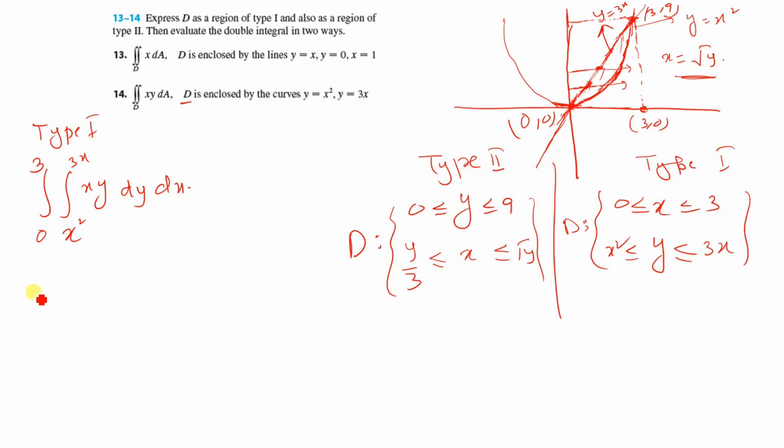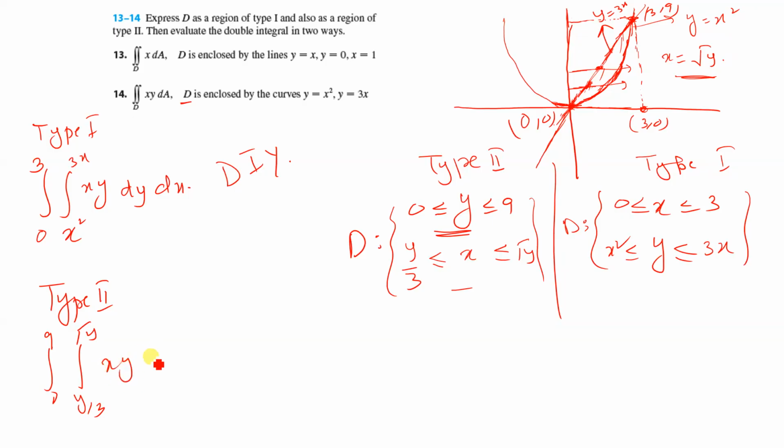Similarly, type 2, and you can integrate it yourself, so the rest of the work can be done yourself. So the type 2 iterated integral would be, in this case, y lies between 0 and 9, so we are going to write limits for y first, 0 to 9, and then x lies between y over 3 and square root y. So in this case, we are going to write dx dy. Again, do it yourself.